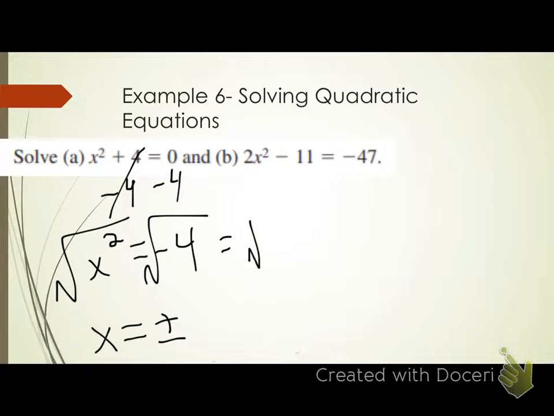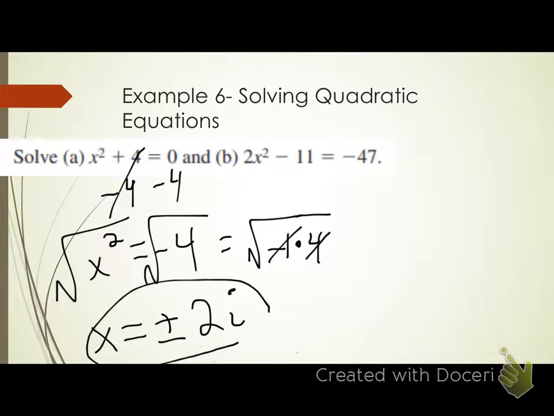Remember, this is the square root of negative 1 times 4. Square root of 4 is 2. Square root of negative 1 is i. Taking the square root of everything under the radical, so the radical has disappeared. So my answer to this quadratic equation is plus or minus 2i. So x equals 2i. x also equals negative 2i.